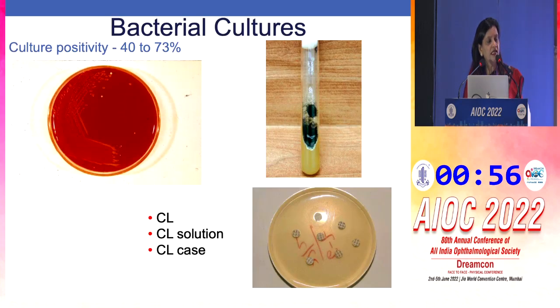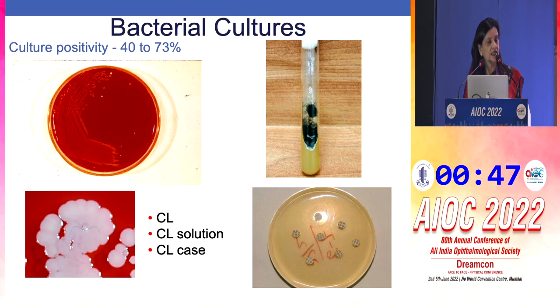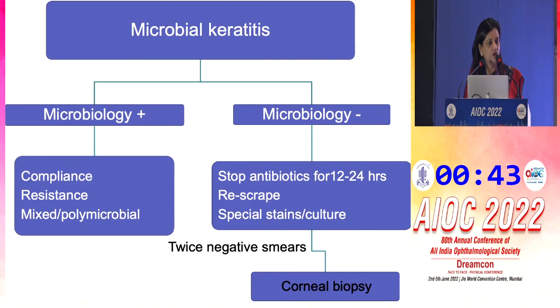coli. Now, everything that is related to the microbial keratitis goes for culture, whether it is a suture or contact lens solution, contact lens case, and the positivity rate for bacterial cultures varies anything between 40 to 73%. Now, you may have a lot of cases which are referred to you. So, the important thing is that you should see whether you have a microbiology report or not.